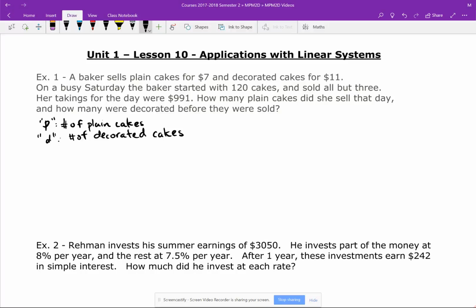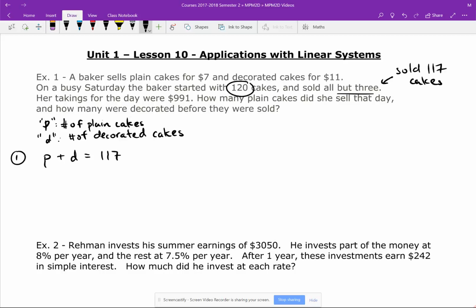Okay, so in my first equation, I'm going to talk about the number of total cakes that were sold, because we're told that this baker sold all but 3, so 120 cakes except for 3 of them. So what did she sell? She sold 117 cakes. So my first equation is going to be the number of plain cakes plus the number of decorated cakes equals a total number of 117.